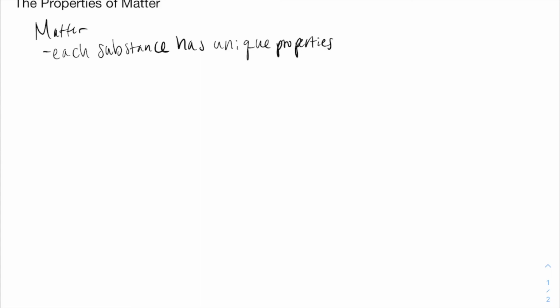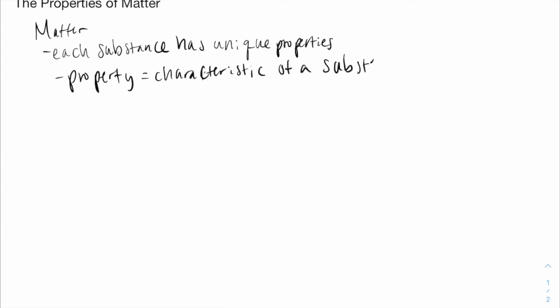Okay, so a property is a characteristic of a substance. And it is going to allow you to differentiate or distinguish it from other substances.